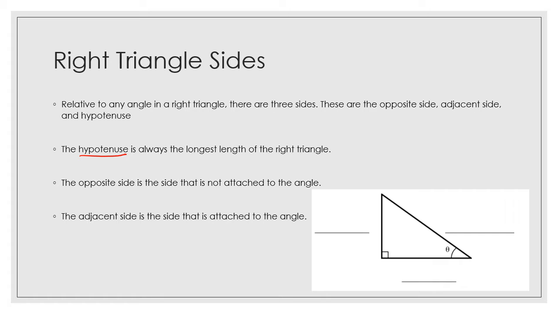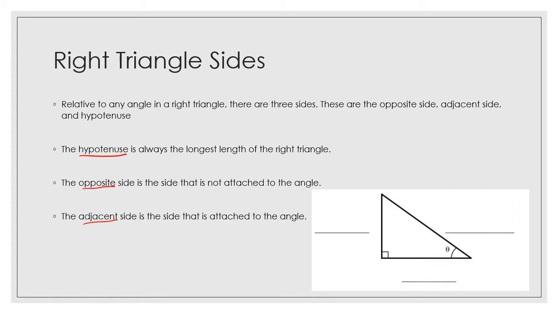An easy way to find the hypotenuse is to look at where your right angle is, which, remember, is denoted by that square. Whatever side is not attached to that square, that's the hypotenuse. The opposite side is the side that is not attached to the angle, and the adjacent side is the side that is attached to the angle. The opposite and adjacent sides are not the hypotenuse.